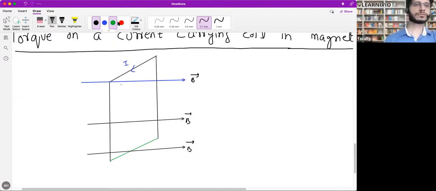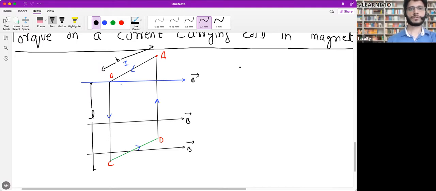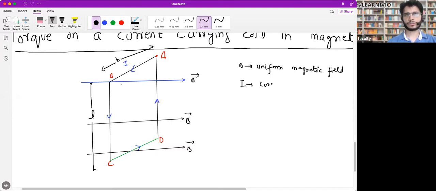Now let's name this coil. This is A, this is B, this is C, and this is D. This is the direction of current. Let's call this B, breadth of the coil, and let's say this as L, length of the coil. So what is B here? B is a uniform magnetic field. I is the current through each turn.